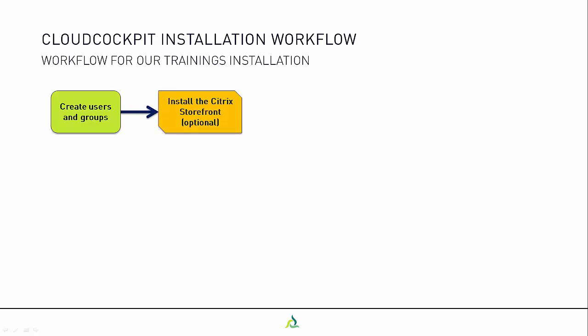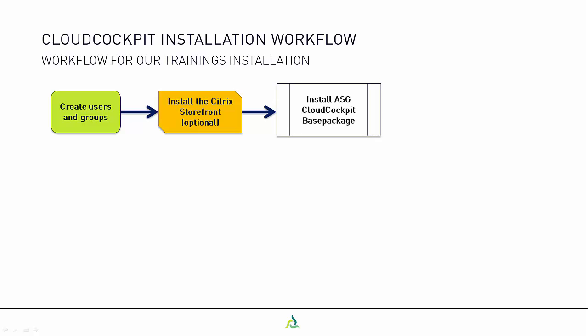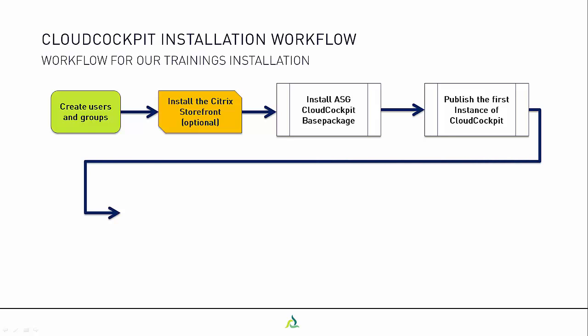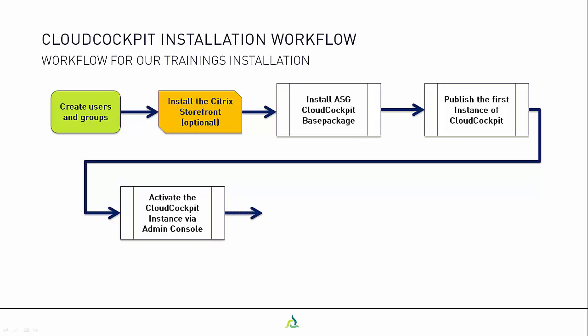For the sake of clarity, we will show you the installation as a workflow and follow this workflow step by step. First, we will create the needed users and groups. The second, optional step: we will install Citrix StoreFront on the CloudCockpit server. In the third step, we will install the CloudCockpit base package on the CloudCockpit server. The wizard to publish a first instance of CloudCockpit starts automatically after the installation of the base package has finished. Now we have to activate the instance with the Cloud Factory Admin Console. With this step, we complete the basic installation of CloudCockpit.